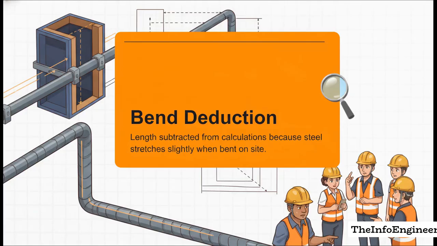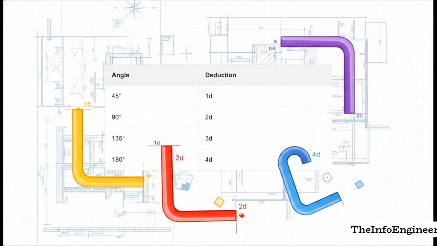First off, you absolutely must understand bend deduction. If you don't subtract this elongation distance, your cutting length will be way too long and the bar simply won't fit the formwork. You see, when steel bends, it stretches at the outer radius. If you ignore this physical reality, your steel will literally bulge out of your structural dimensions. You really need to memorize these deductions.